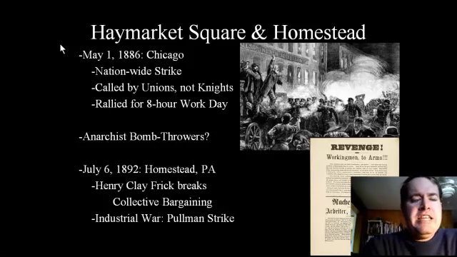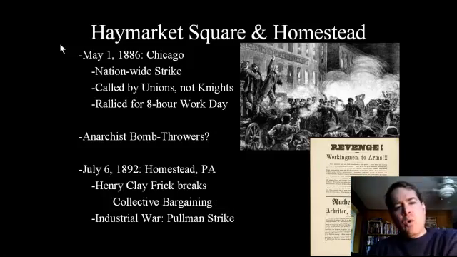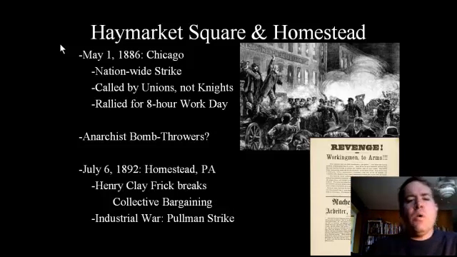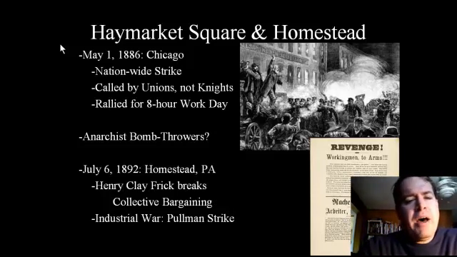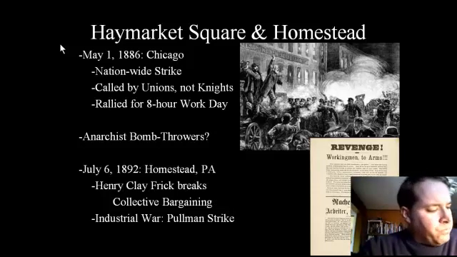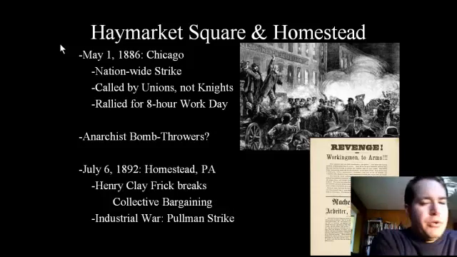In May of 1886, these craft unions will call for a protest. They don't call them strikes just yet, but a protest against industry for basically making them work all the time. They're trying to get an 8-hour workday. They're rallying for the 8-hour workday. And so you have this nationwide strike called by the skilled labor unions.